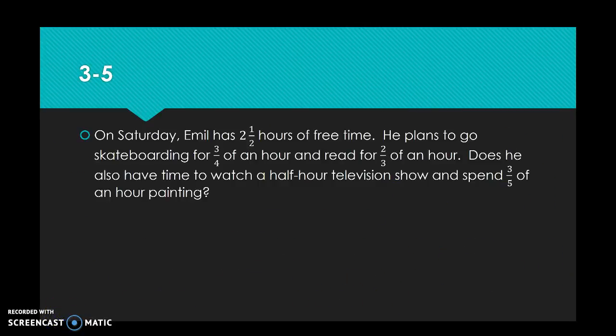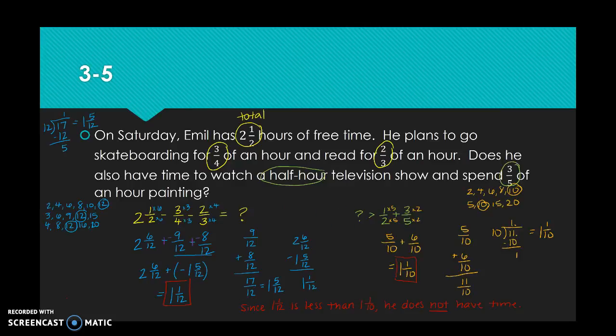Okay, the last one. Saturday, Emil has 2.5 hours of free time. He plans to go skateboarding for 3/4 of an hour and read 2/3 of an hour. Does he have enough time to watch a half-hour television show and spend 3/4 of an hour painting? So go ahead and set it up. All right, so this is how you should have set it up, adding what he's already doing and then comparing the leftover time to what he wants to do. So press pause and solve.